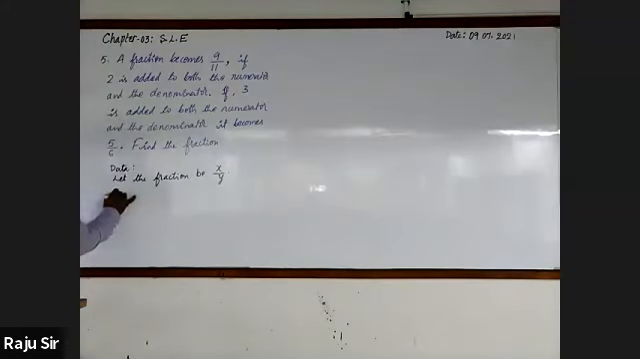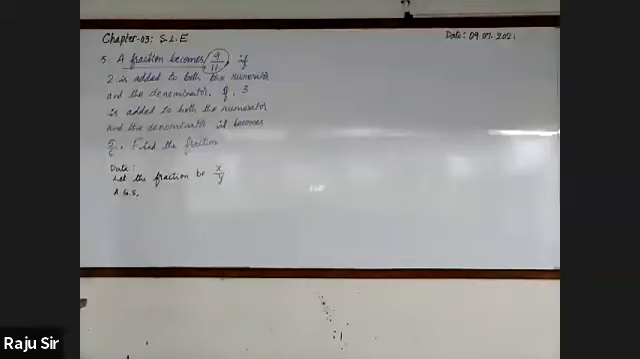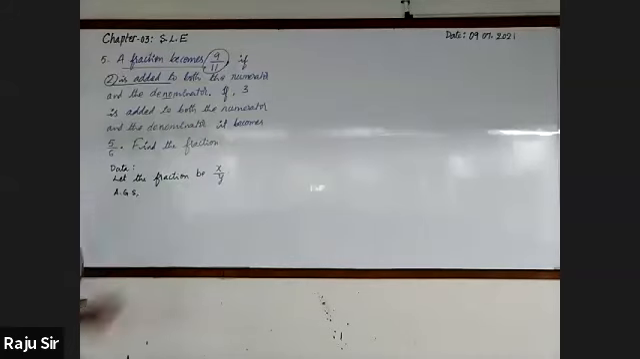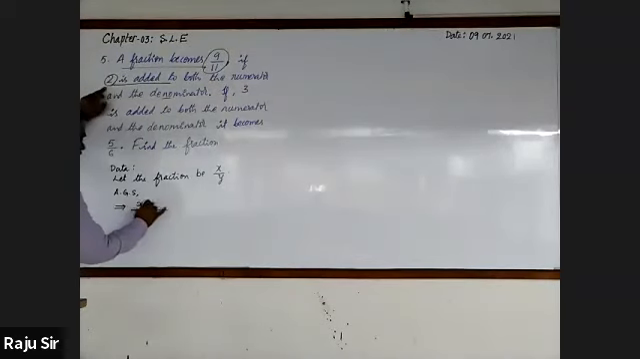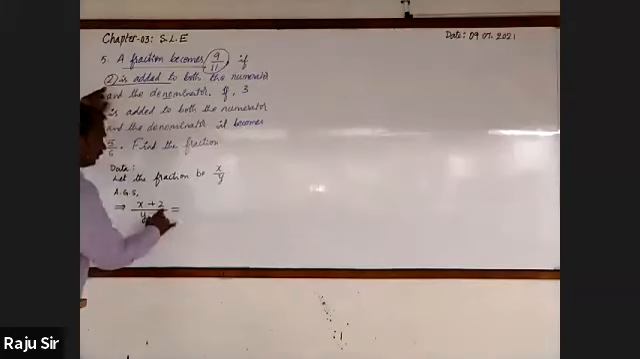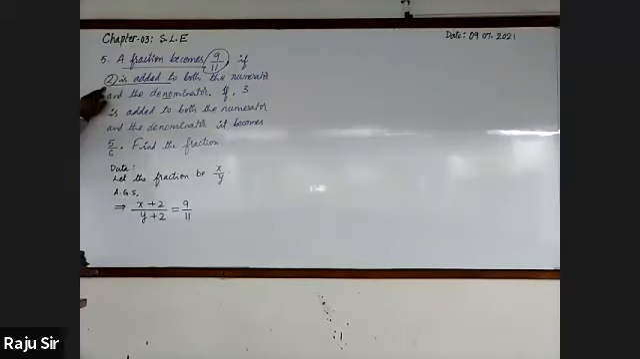Now, according to the given statement, first take the first sentence. A fraction becomes 9/11 if 2 is added to the numerator and denominator. We know that the fraction is x by y. Let us add 2 to the numerator, it will be x plus 2, and 2 to the denominator, this will be y plus 2. Then altogether you will get a new fraction. That new fraction is 9/11. Hope you have written the same.